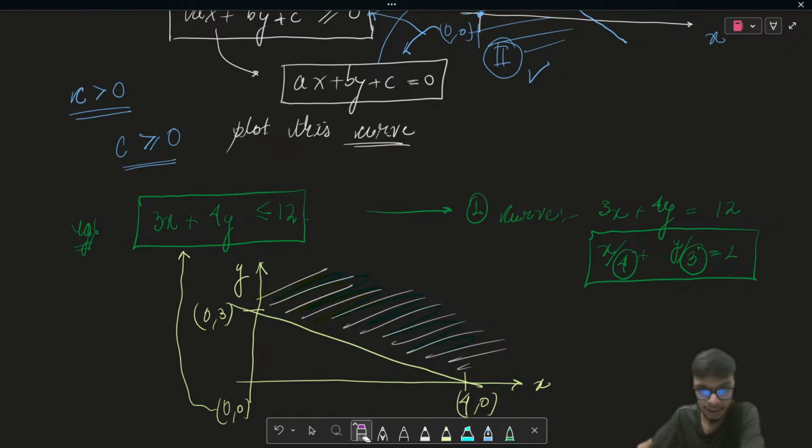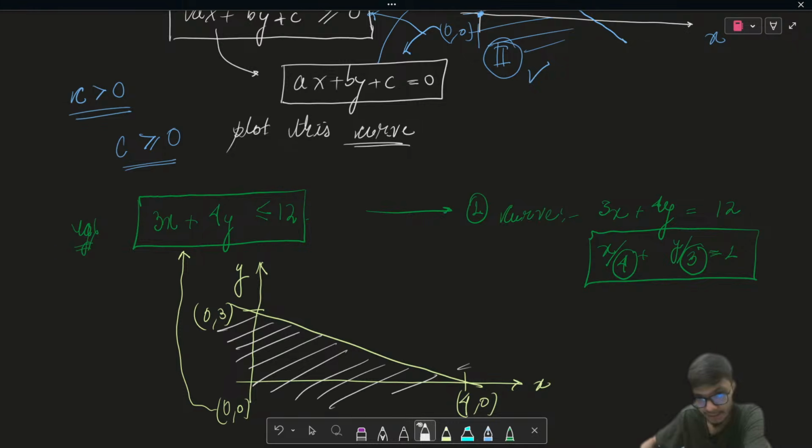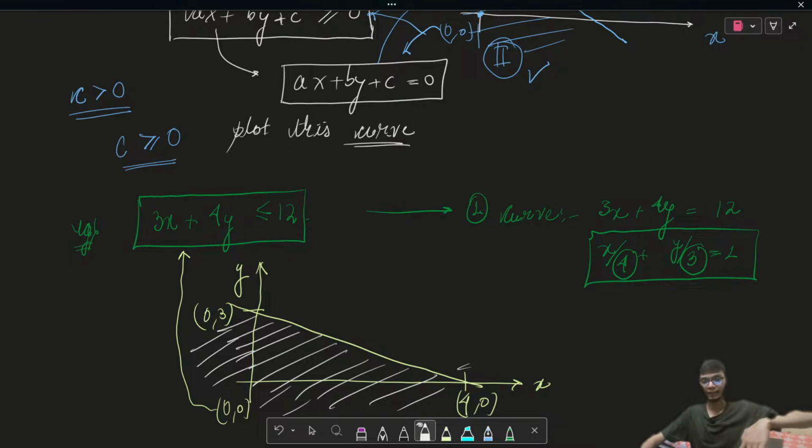Oh, sorry, very sorry. I cannot directly say that, because (0, 0) is less than 12. Oh, it is satisfying it, right? Sorry, because I thought it was greater than or equal to something like that. Okay, it's actually less than or equal to, right? So therefore, this region is definitely satisfying it, right? So (0, 0) is satisfying this region, right? So our ultimate region is basically lying below this particular line, right? So on this side, okay.